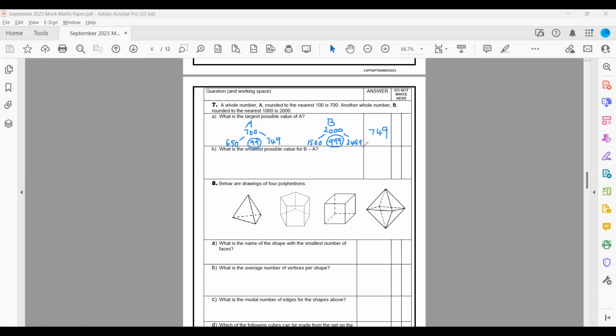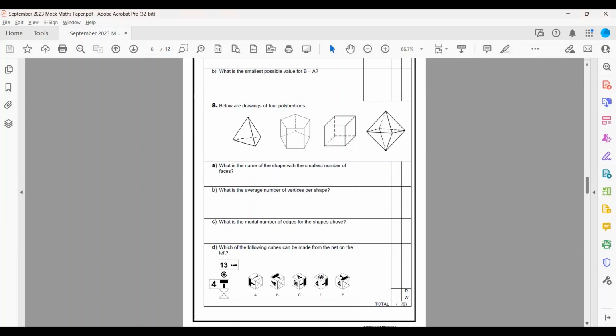What is the smallest possible value for B minus A? Now, when we're taking away, if we want a smaller value, we need our numbers to be closest together. So in this case, we would like the smallest number from B, and we're going to subtract the largest number from A to create our smallest difference. So we would do 1,500 minus 749. Now, zero we can't do, so we're going to exchange and leave nine behind. 10 take away nine is one, nine take away four is five, and 14 take away seven is seven, giving us the answer 751.